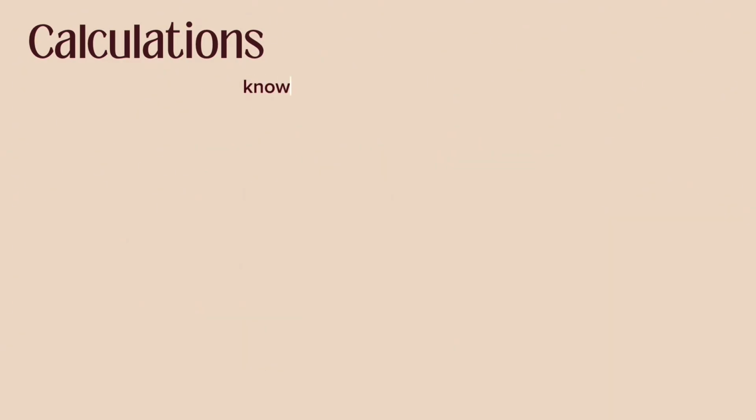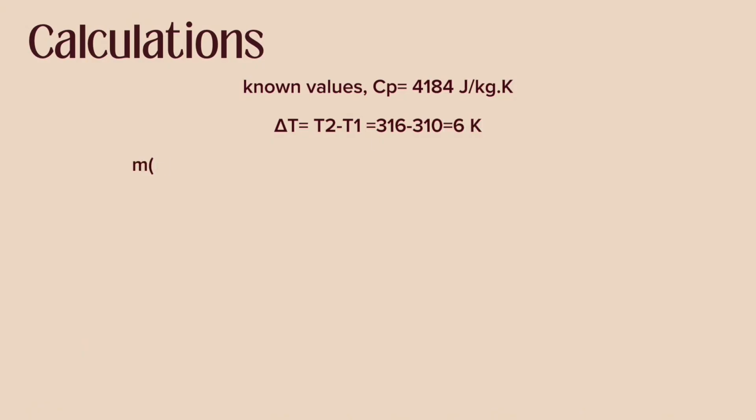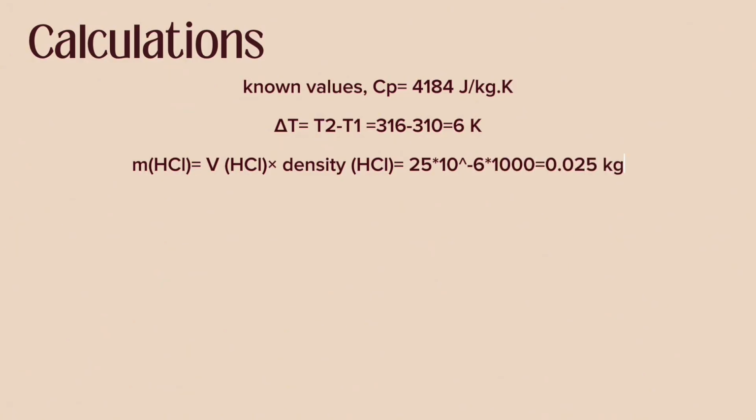Now let's see what the known values are here. The Cp for this reaction is 4184 joule per kilogram Kelvin, and delta T is T2 minus T1. The final temperature is 43 degrees Celsius and the initial temperature is 37 degrees Celsius. Converted into Kelvin, the values are 316 and 310. So delta T is equal to 6 Kelvin, and as delta T is greater than 0, we can say that heat is released during the process.